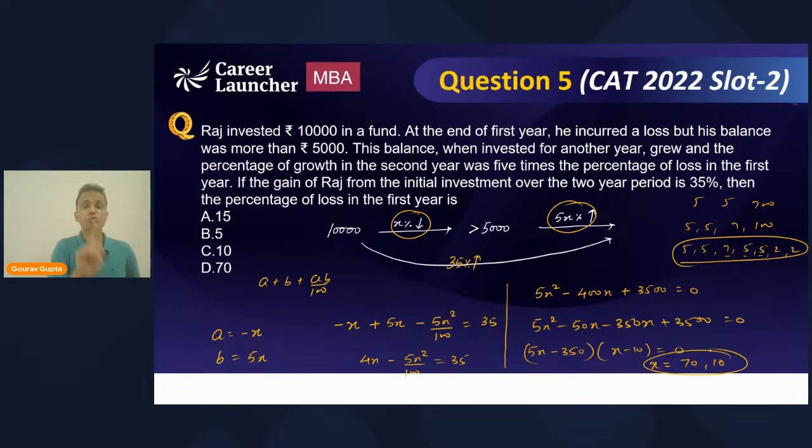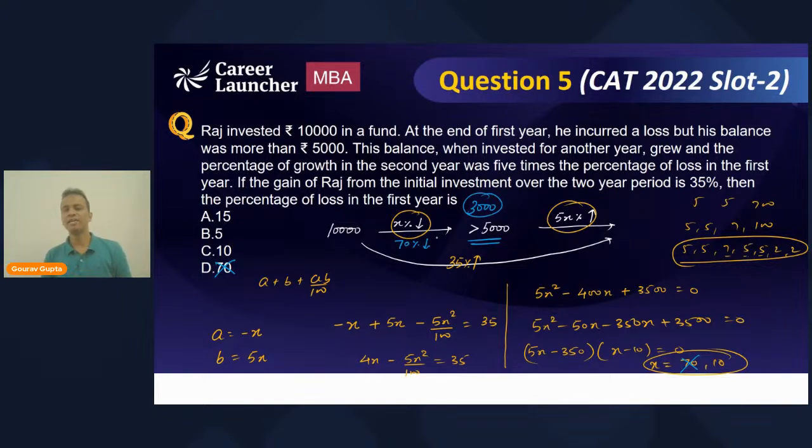Both these values are among the options, option C and option D. Now, which of these values will be the answer? If I consider that the value of x is equal to 70 percentage, that means in the first year the money would have reduced by 70%. If I reduce 10,000 by 70%, the value will become 3,000. But it is given that after first year, the balance was more than 5,000. So the value of x cannot be 70.